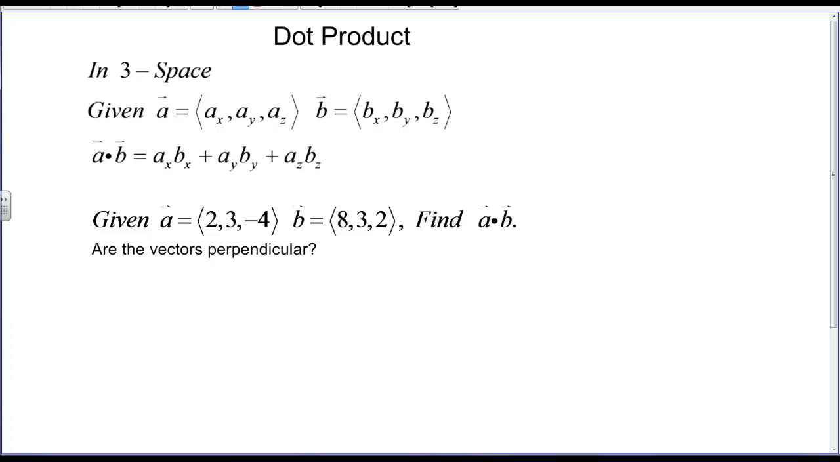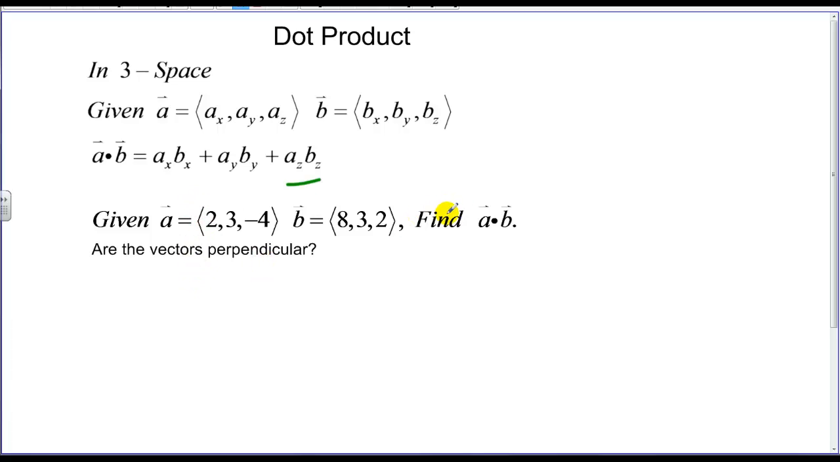If I want to find a dot product of three-dimensional vectors, it's very similar to the dot product of two-dimensional vectors: take the product of the x's, product of the y's. The only new thing is we take the product of the z's, and then we add those three products together. And once again, if that dot product is equal to 0, then we know those vectors are perpendicular.